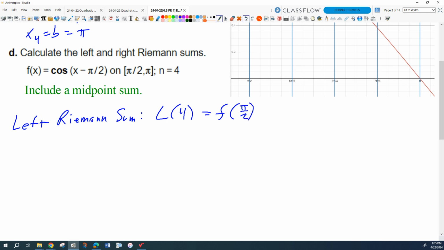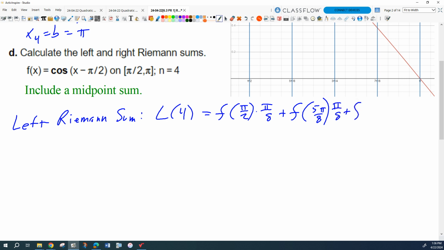What's the width of all our rectangles? Pi eighths, right? So there's our height times our width. There's the first area. What's the second rectangle's area going to be? Where do I calculate the height? F of what? 5/8. Good. So 5/8 pi is going to be the left edge of the second rectangle. What's the width of the second rectangle? Pi eighths.